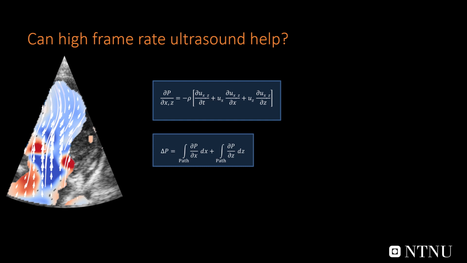So to go from velocities to pressure difference, we can use the Euler equation, which states that the instantaneous pressure gradients at a given spatial point is the net result of the change in velocity with time and the change in velocity with space. Integrating the pressure gradients along a streamlined path gives the pressure difference between the start and the end of the path.